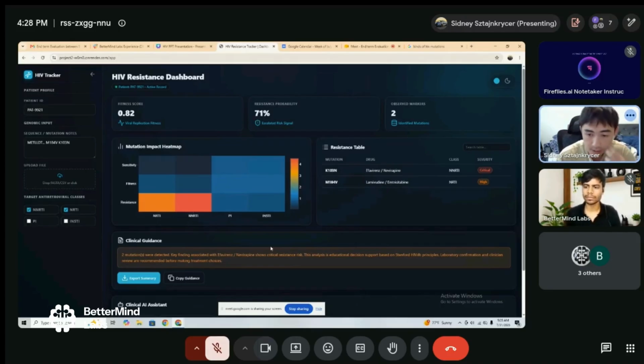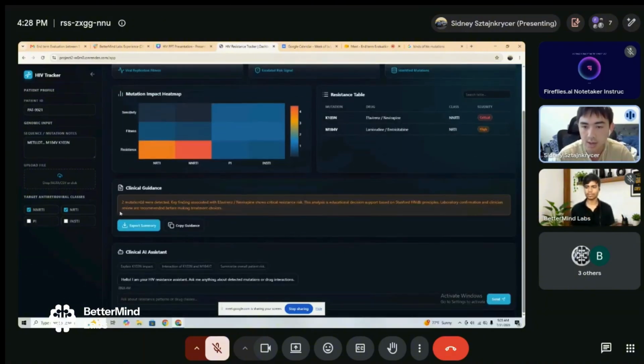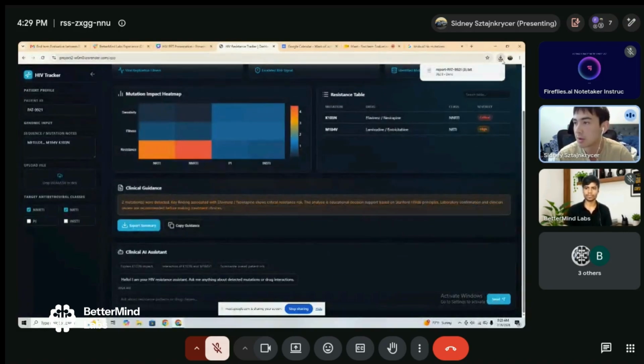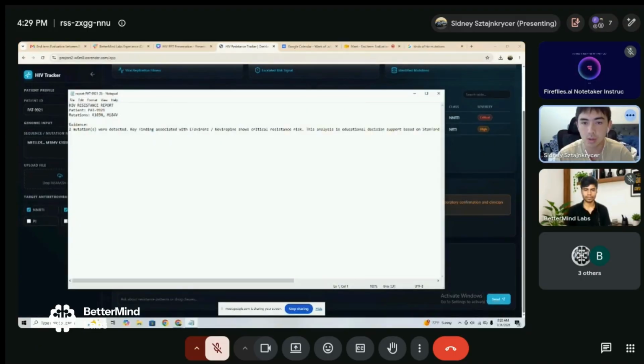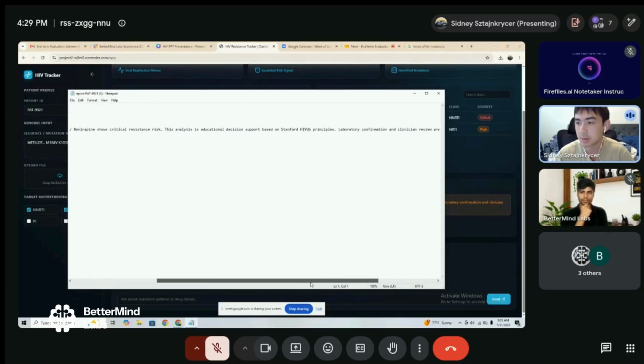Then down here, we have clinical guidance, which allows you to export a summary of all this information in a notebook file. I'll just open that up. It'll show your patient ID, the mutations, how many were detected, and the risk of the drugs not being able to resist the mutation. I also put in where this information is found.